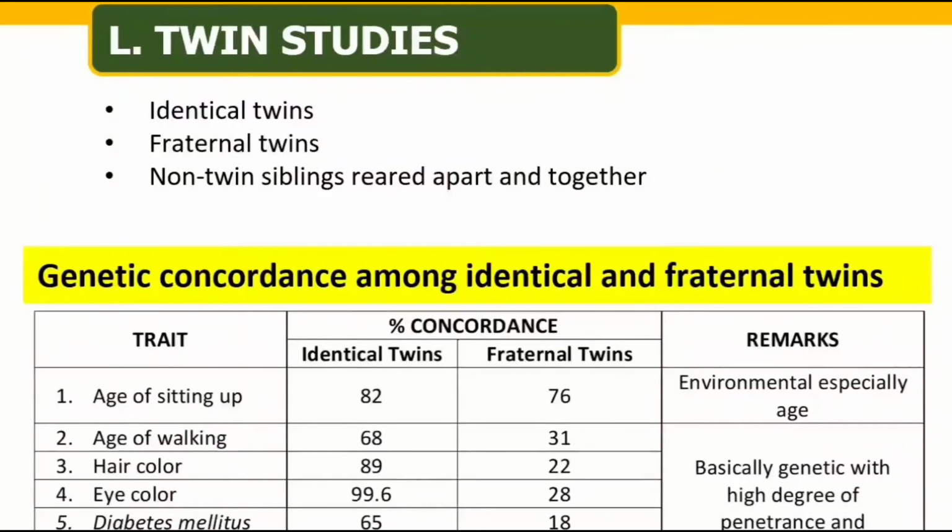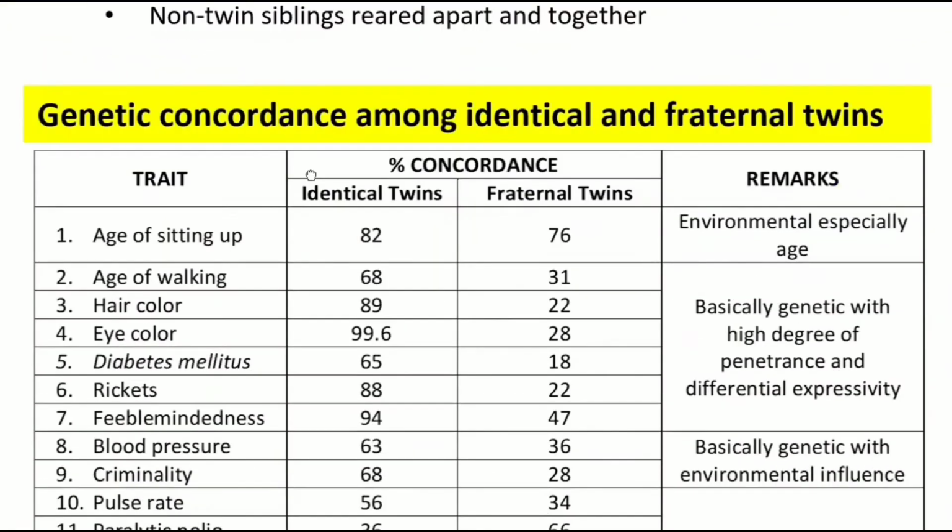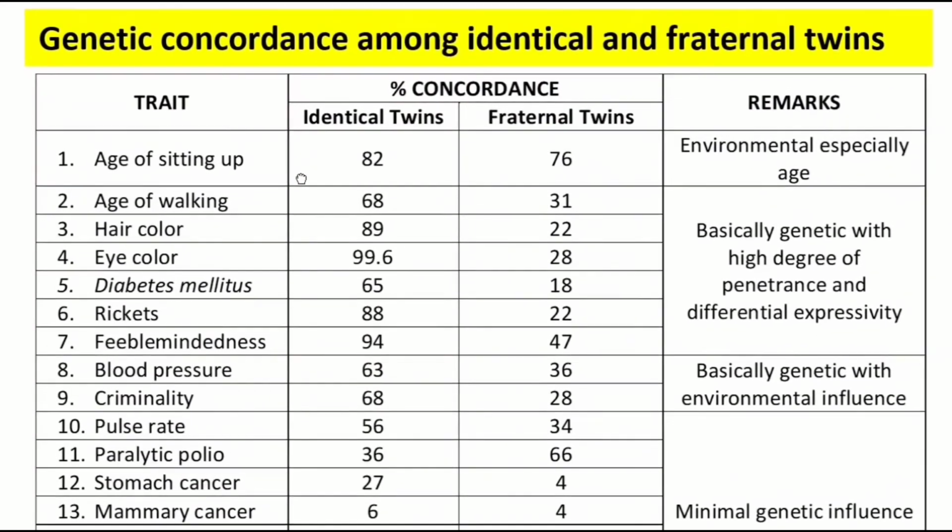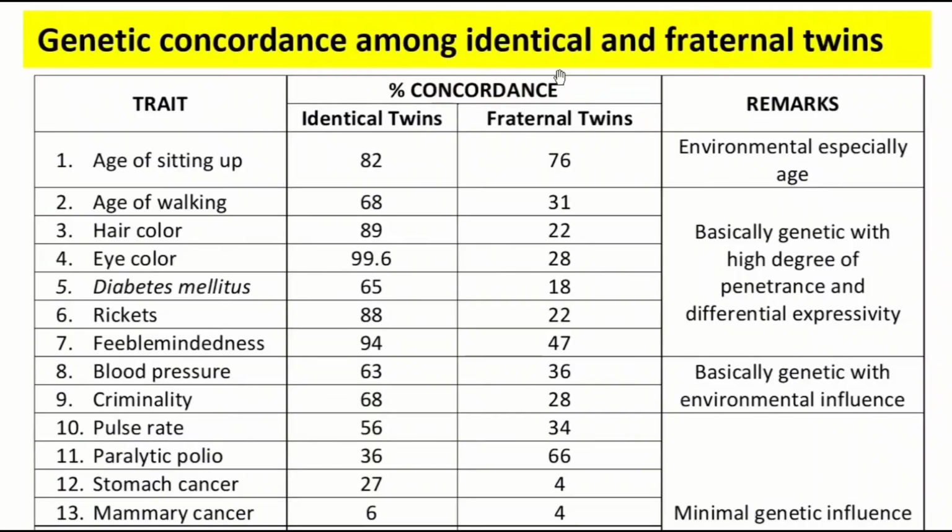So, example, we have here a table that shows the genetic concordance among identical and fraternal twins. So, yung age of sitting up, yung percent concordance sa identical twins is 82. And sa fraternal twins, 76% lang. So, ano yung ibig sabihin? This is environmental. Yung age of sitting up depends on the E. Largely depends on the E.